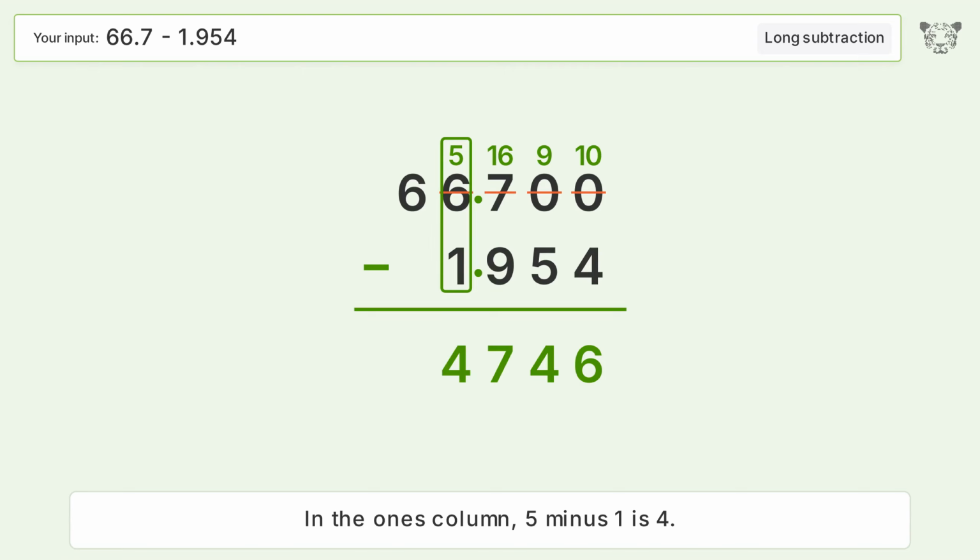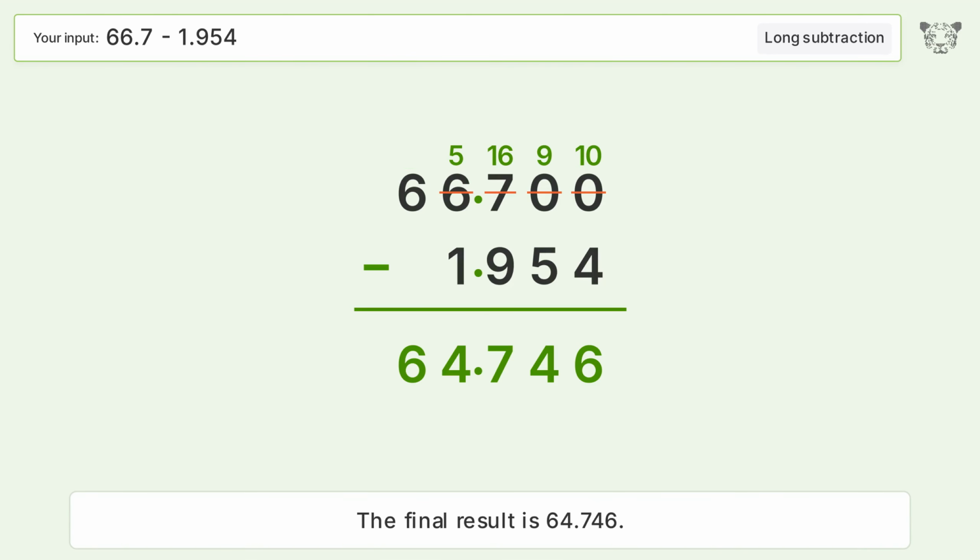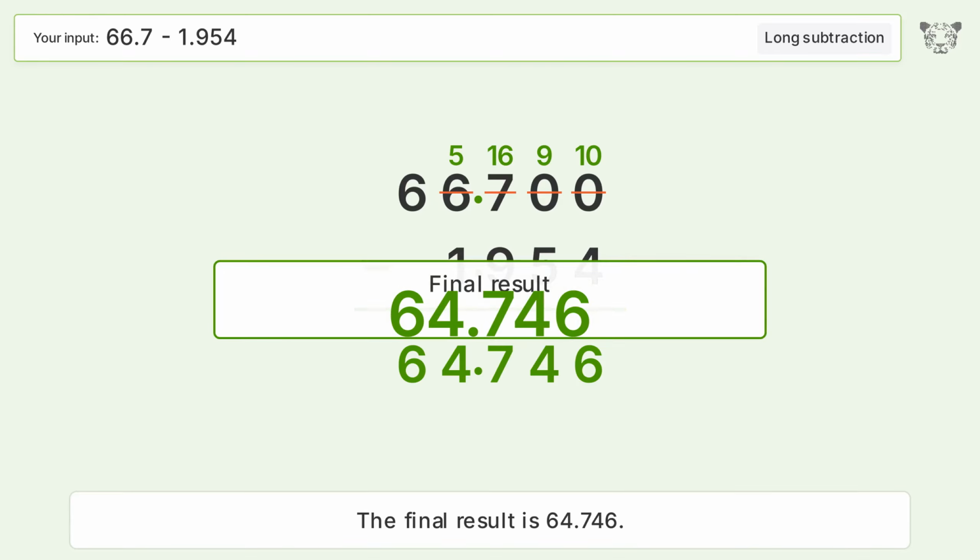In the ones column, 5 minus 1 is 4. Bring down 6 in the tens column. Bring the decimal point straight down into the answer. The final result is 64.746.